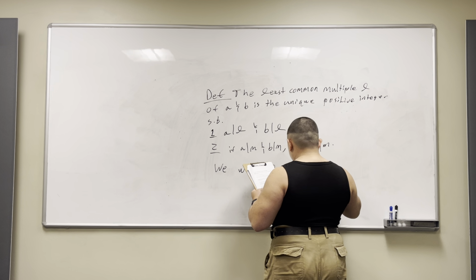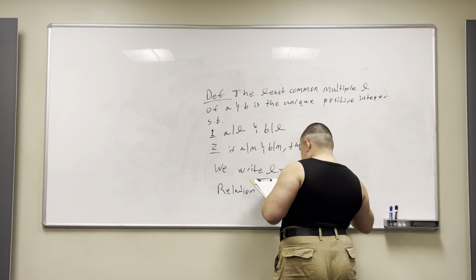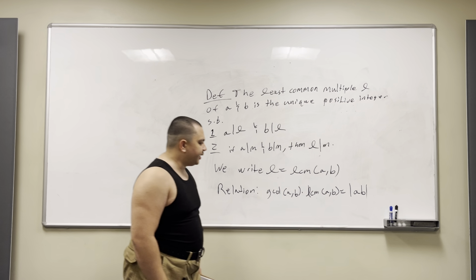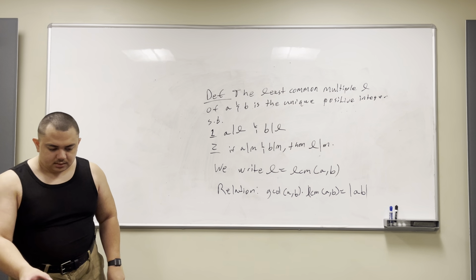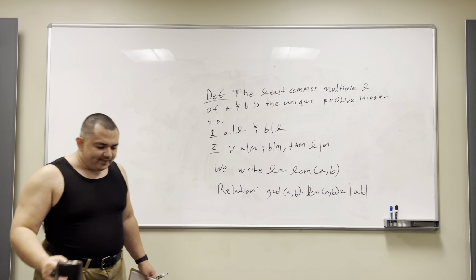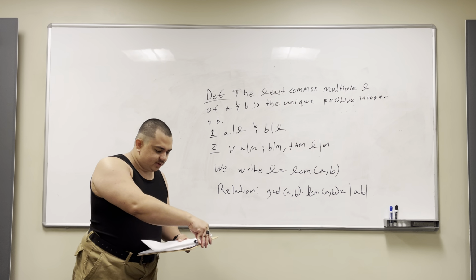Now, there's an interesting relation here, which is that the GCD of (a, b) times the LCM of (a, b) gives us the absolute value of the product of a and b. So, of course, you know, it's pretty cool. It's the simple things that count in life.